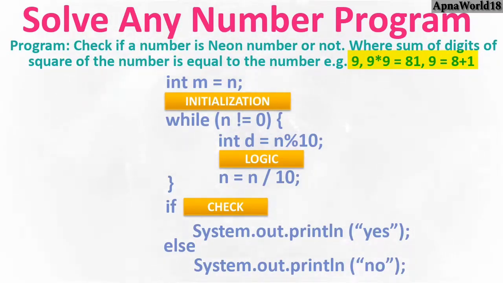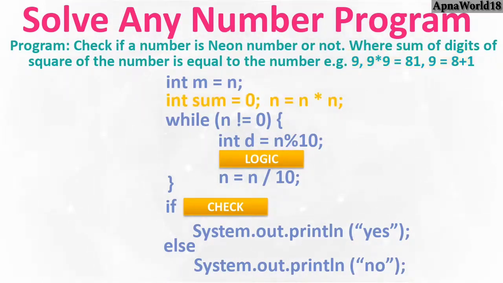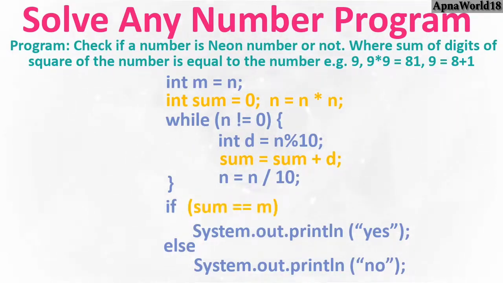So first in initialization, you will initialize sum to 0. Then you will set n is equal to n multiplied by n, which is its square. In the logic section, you will find the sum of digits which is asked in the question. Then in the check section, you will compare if sum is equal to the original number which is stored in the copy m. This gives you the neon number program.